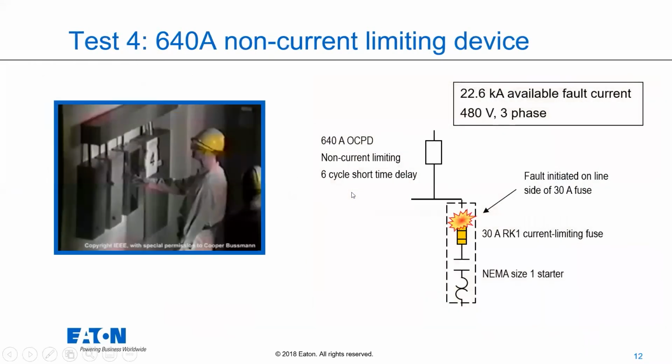So our first test we did, you'll see this will always stay the same throughout all of these tests: 22.6 thousand available fault current. So that stayed the same the whole time. 480 volt three phase, that stayed the same the whole time. And what we have is a 640 amp non-current limiting 6-cycle short time delay overcurrent protective device. So this is basically a breaker. It would be like a low voltage power breaker that's often in something like the main in a switchboard, right?